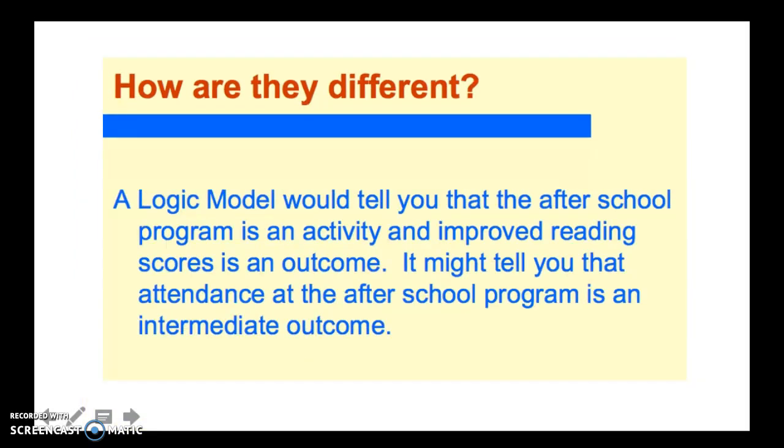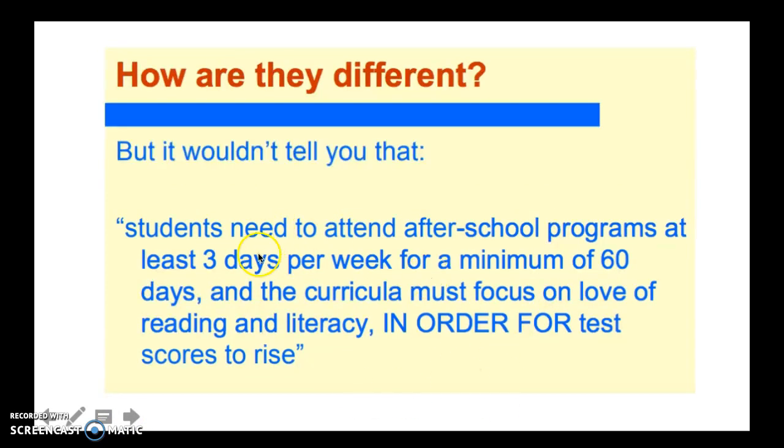So a logic model would just tell you that the after-school program is an activity and the improved reading scores is an outcome, right? And it might tell you that attendance at the after-school program is an intermediate outcome, but that's all it's doing. The logic model is very nuts and bolts, straightforward, right, as you go through. On the other hand, a theories of change model would say, students need to attend the after-school program 3 days a week for a minimum of 60 days, and the curriculum needs to focus on the love of reading and literacy in order for test scores to rise, right? So this, as I said before, is a much more robust organization of how and why you need these things, right?